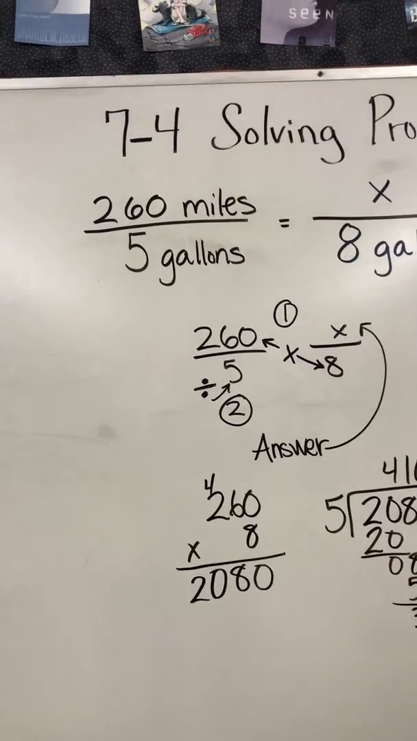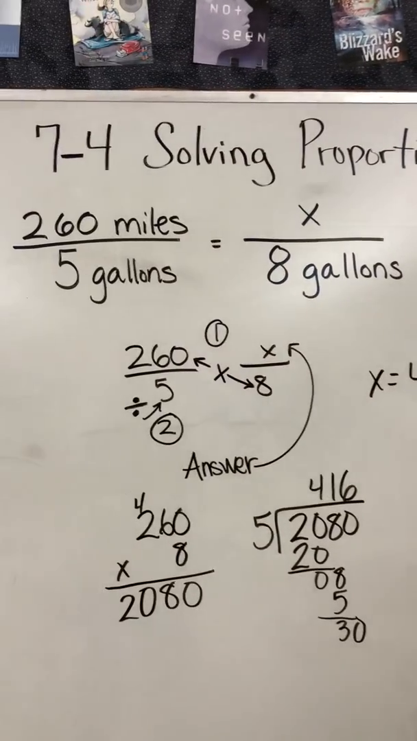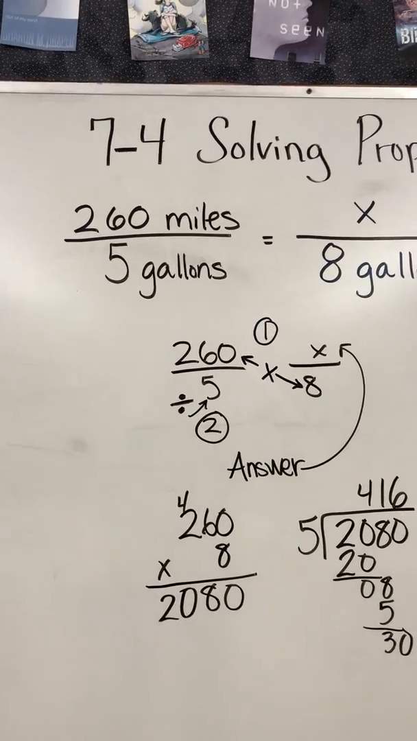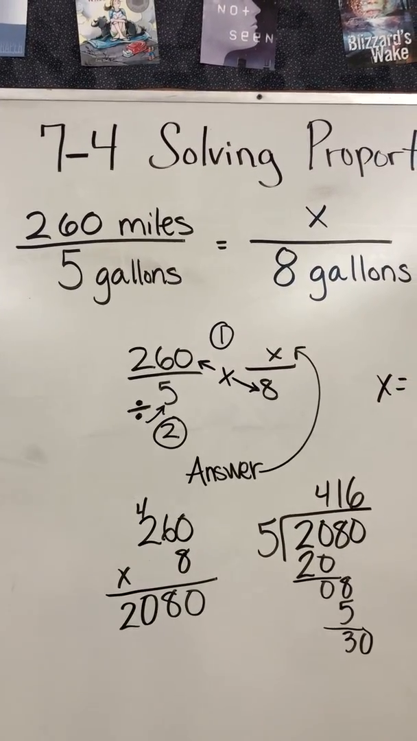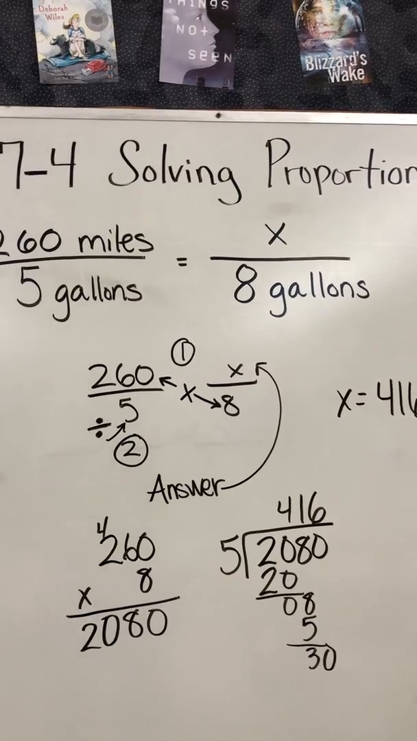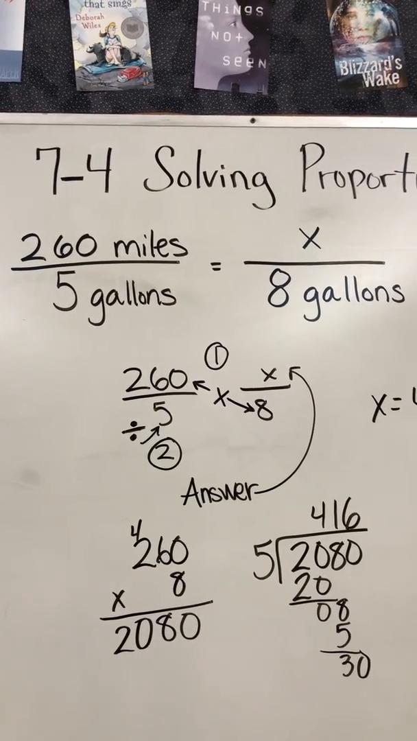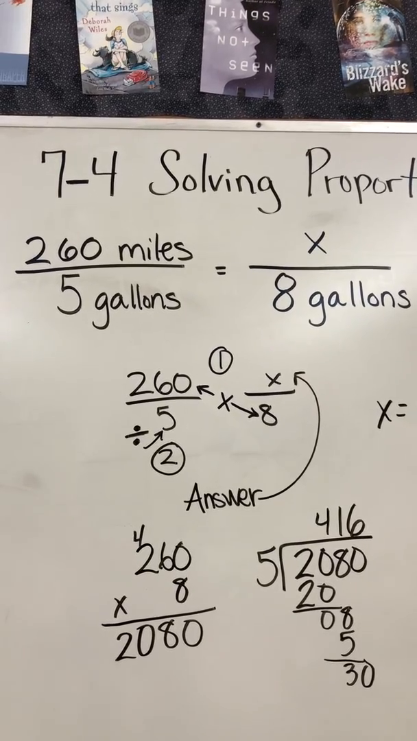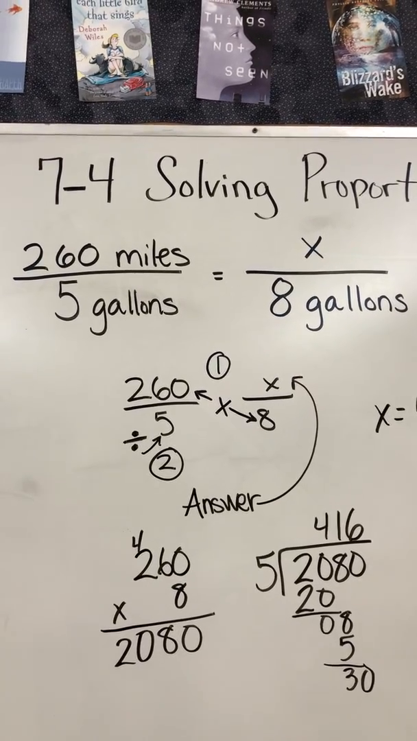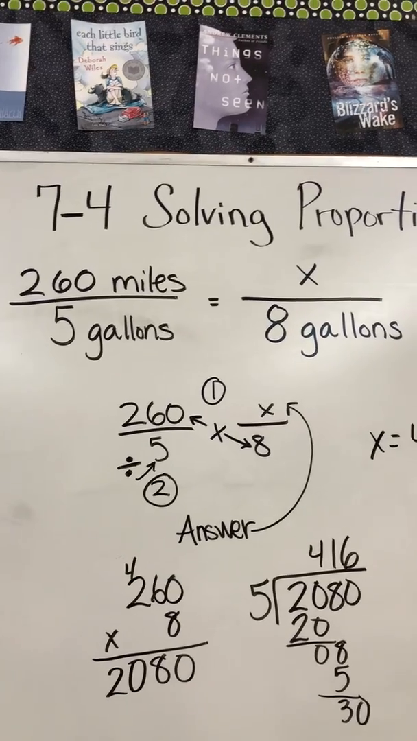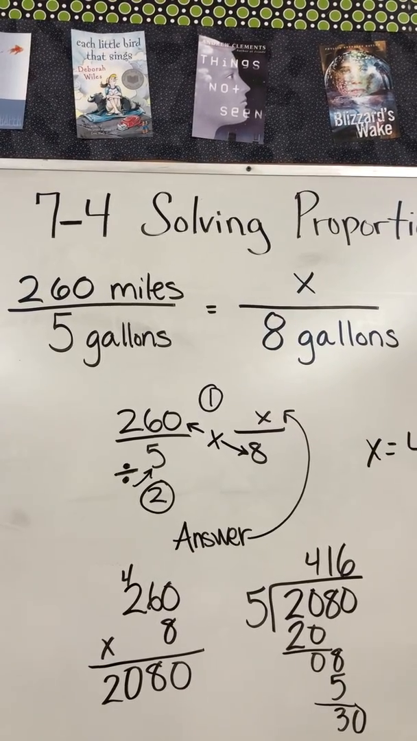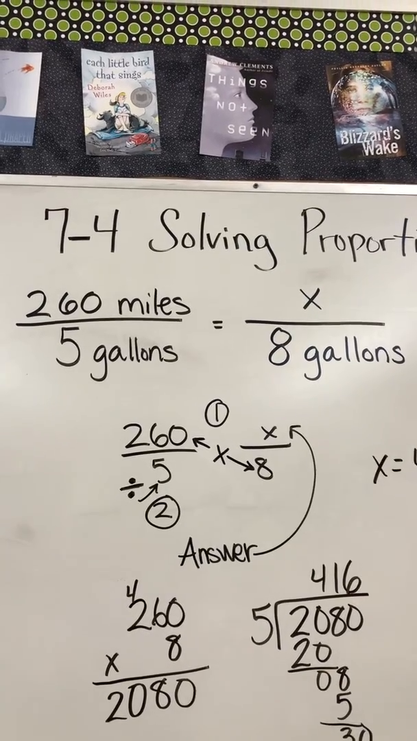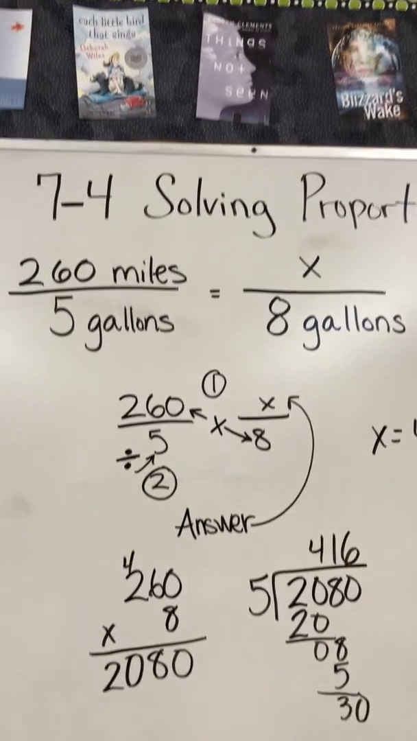So today is 7-4. On page 320, it talks about a car that can go 260 miles on 5 gallons of gas. They want to know how many miles the car can go on 8 gallons of gas. I set it up here, and remember that all of our units need to match. Miles is going to stay on the top for me, and gallons of gas is going to be on the bottom. You could flip it around and it would work either way, but this is the way I chose to set it up.